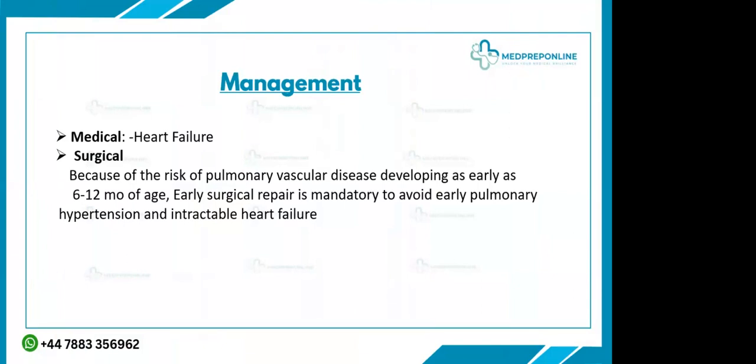So how will you manage this case of AVSD? You need to manage the heart failure, that is the symptomatic treatment, and then obviously you have to surgically correct the defect, because the risk of pulmonary vascular disease develops as early as 6 to 12 months of age. So early surgical repair is mandatory to avoid early pulmonary hypertension and intractable heart failure.